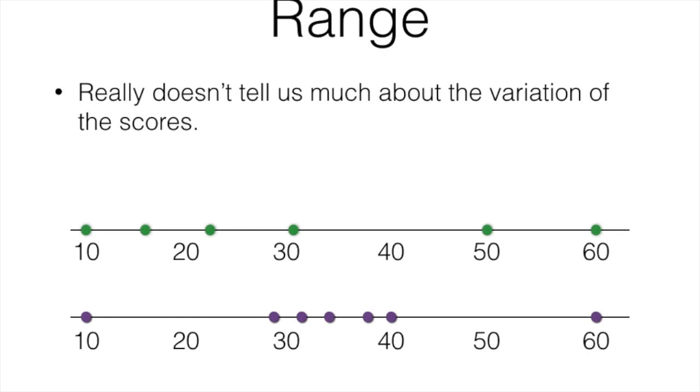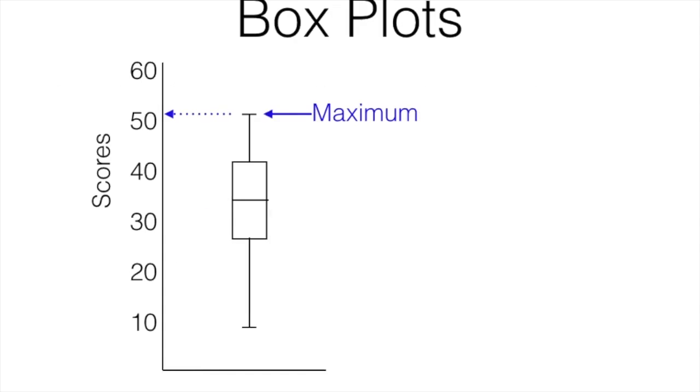Range is useful, but it really doesn't tell us much about how the data points fall along the range. The range is the same for both of these two data sets, the green one and the purple one, but they are very different data sets, so you can see how limited range is.